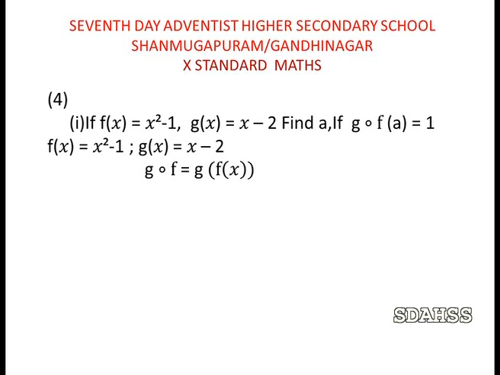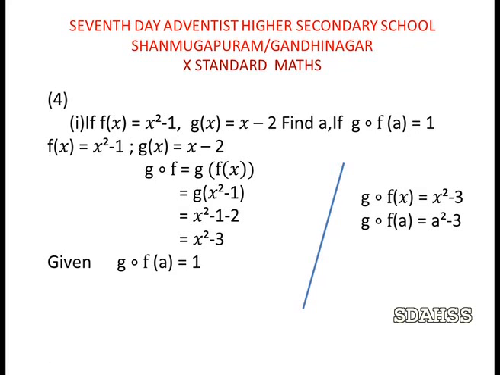First you have to find out g dot f of x, which is equal to g of f of x. Substitute f of x is equal to x square minus 1. So it becomes g of x square minus 1. In the function of g of x, you have to replace x is equal to x square minus 1. So it becomes x square minus 1 minus 2. That is equal to x square minus 3.